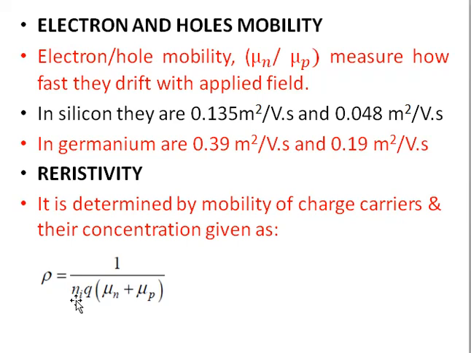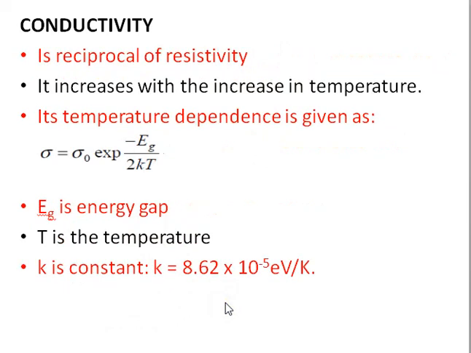If 1 million electrons are produced, we have 1 million holes because it is intrinsic. And Q is the charge of an electron, which is 1.6 times 10 to the power minus 19, and the mu n and mu p are just what we have discussed here. They are our mobility for the electron and for the hole. Now, as I have already told you, the conductivity is reciprocal of resistivity.